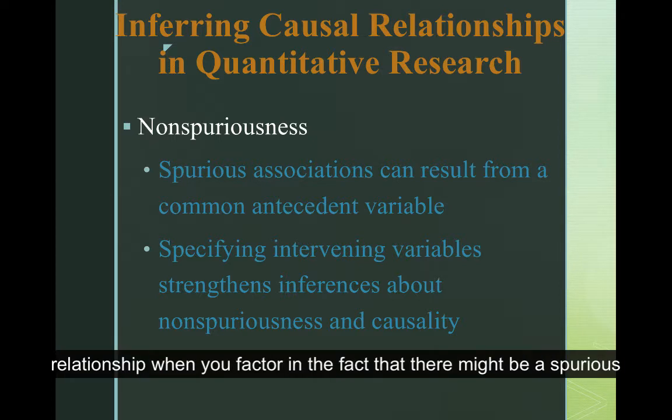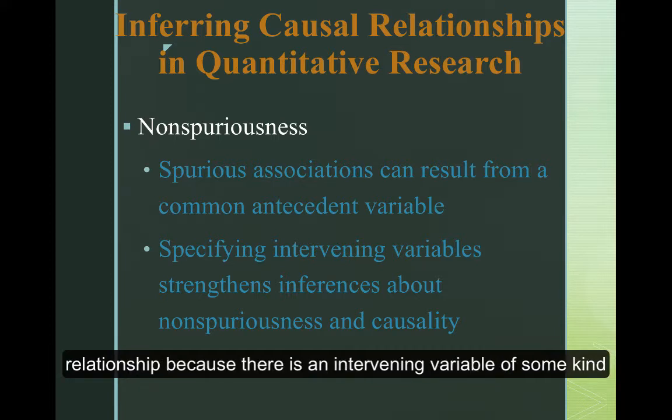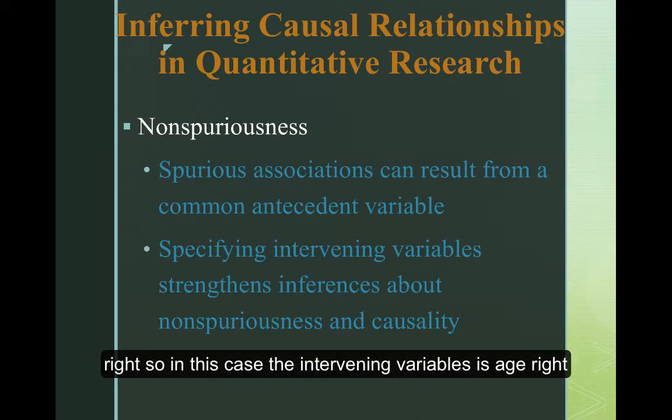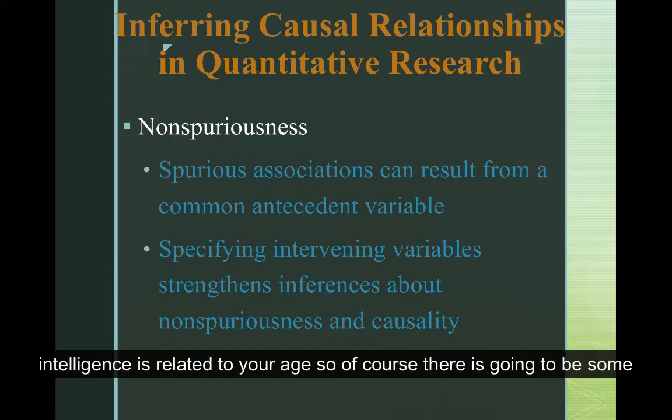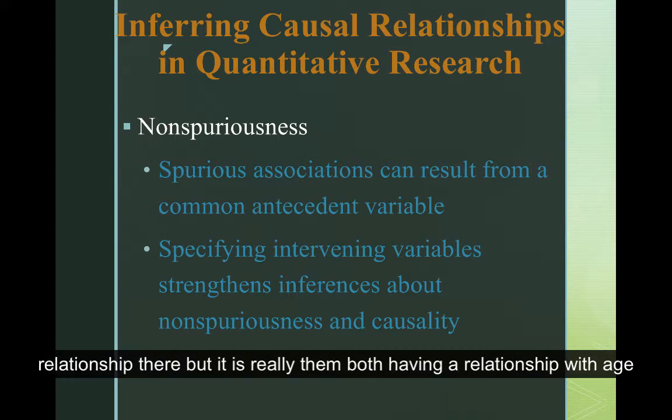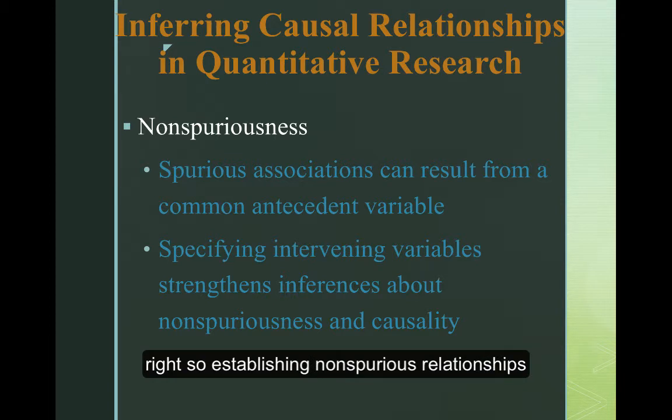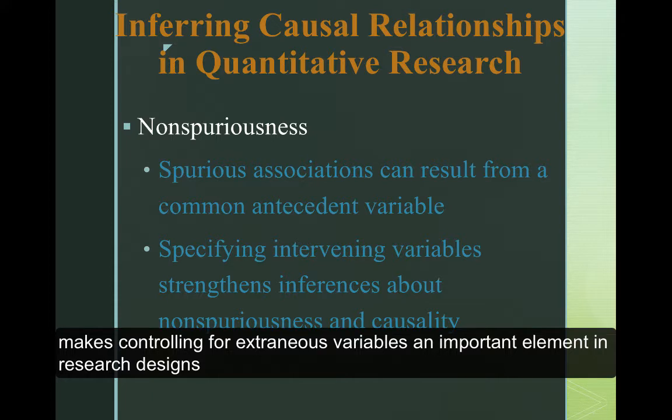When you factor in the fact that there might be a spurious relationship because there's an intervening variable of some kind, right? So in this case, the intervening variable is age, right? As your height is related to your age, but also your intelligence is related to your age. So of course there's going to be some relationship there, but it's really them both having a relationship with age, right? So anyway, establishing non-spurious relationships makes controlling for extraneous variables an important element in research designs.